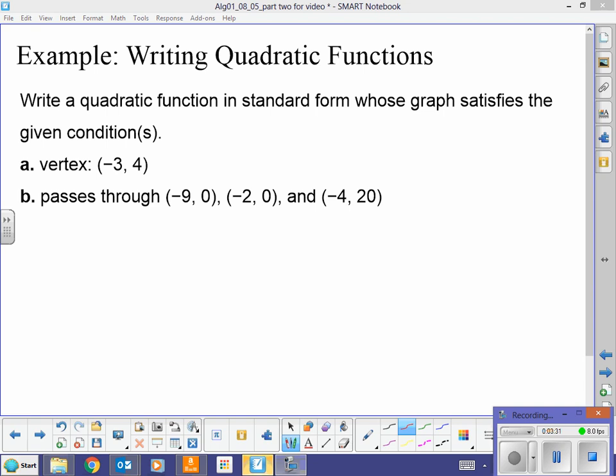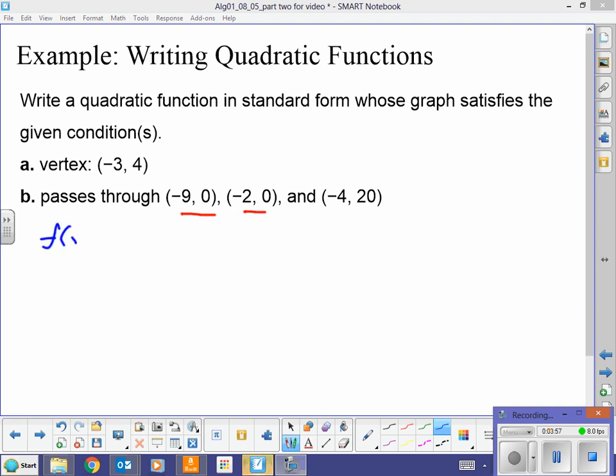Now we want to write a quadratic function, and it has these conditions. The vertex is negative 3, 4, and it passes through these points here. Now I want to point out that this is an x-intercept because y is 0. This is an x-intercept because y is 0. And we're given a vertex here. So because we know the vertex, I'm going to use the vertex form first of all.